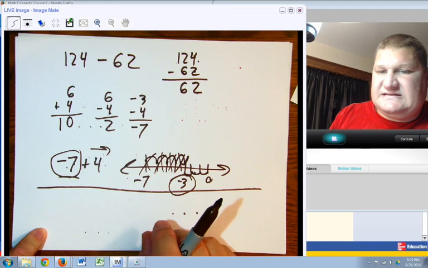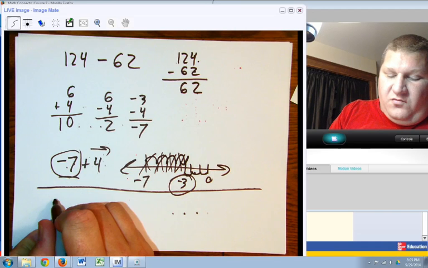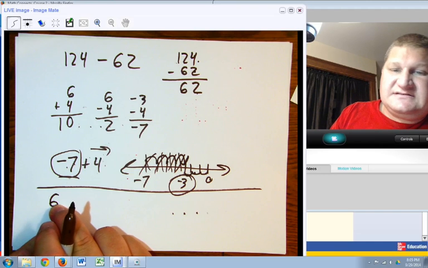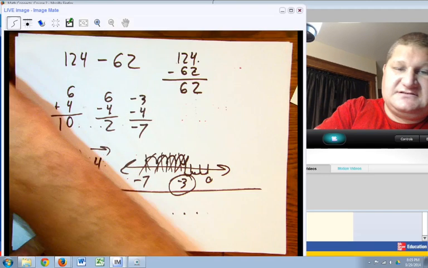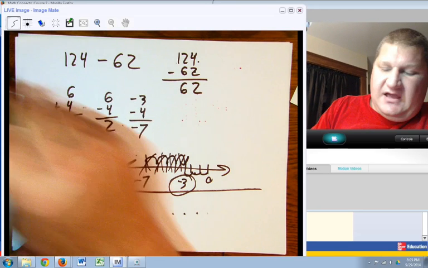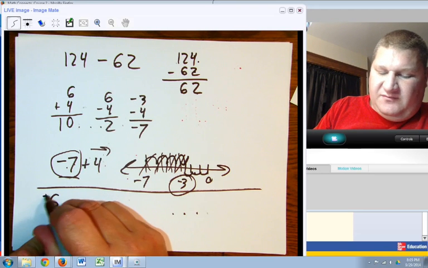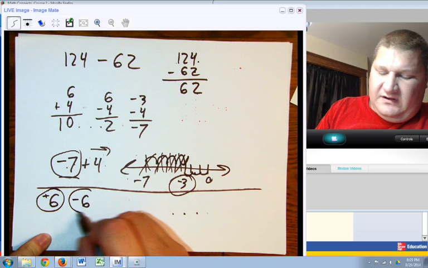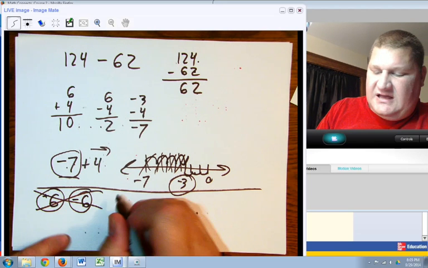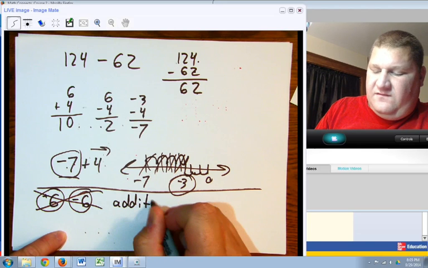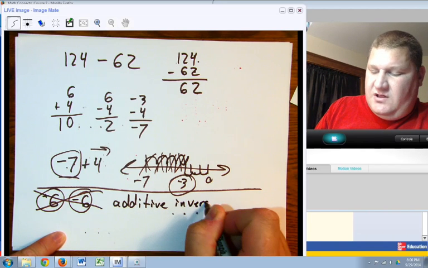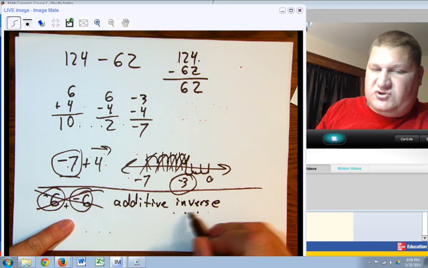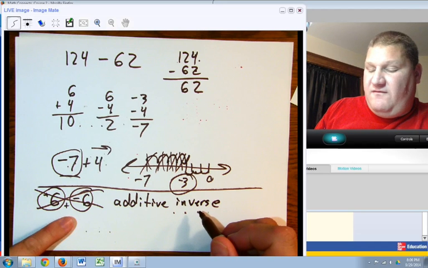Let's think about things slightly differently. What if we take a 6? If I have 6, what's the opposite of having 6? Well, of course, not having 6. So, the way to undo a nice positive 6 is to have a negative 6 to counterbalance it. This is going to cancel out this. They destroy each other. That is called the additive inverse. It's additive because if I attempted to add those two together, they would be the inverses or opposites of each other and reverse each other.